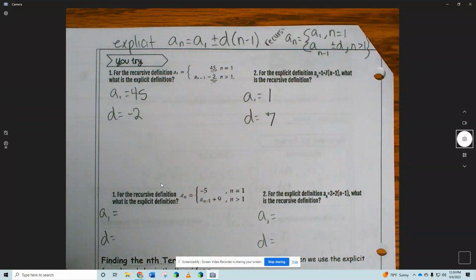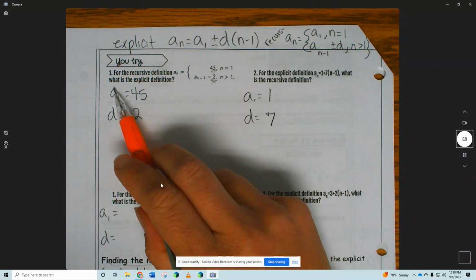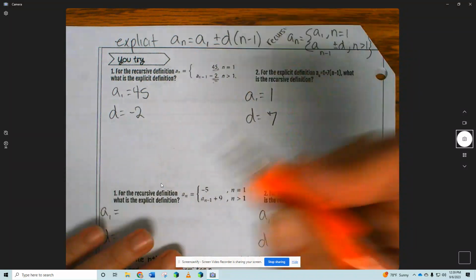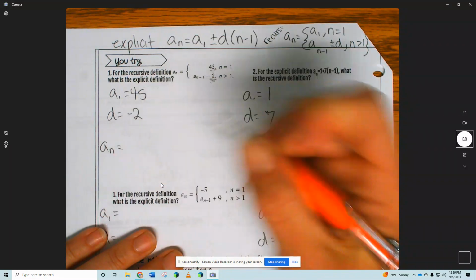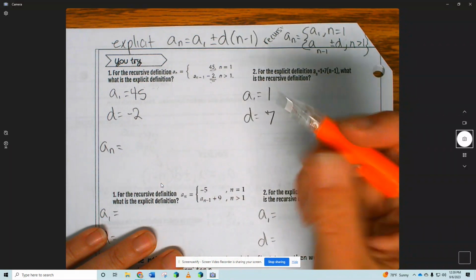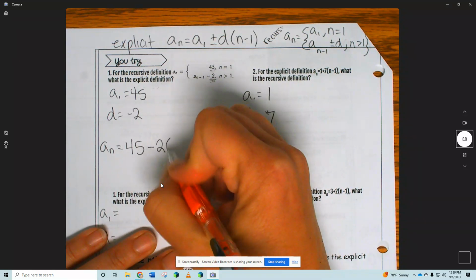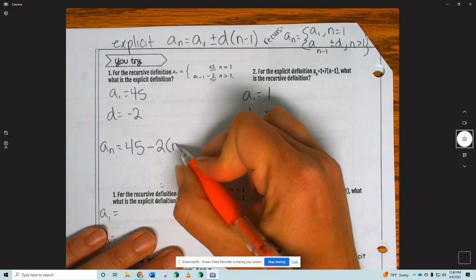All right, I said I would do the first one with you. I need to write the explicit formula, this one here. A sub n equals the first term, 45, minus 2 times the quantity n minus 1.